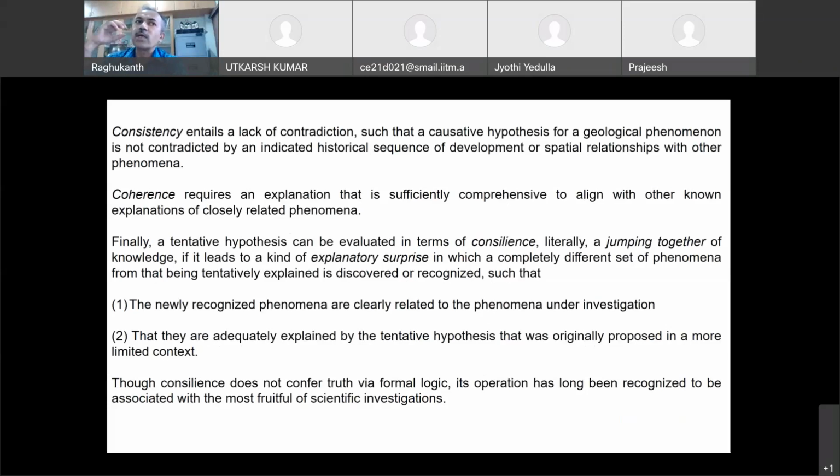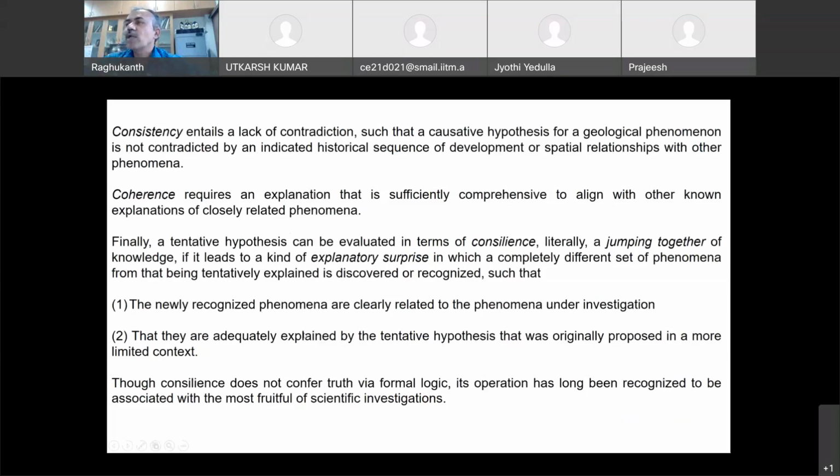Like jumping together of knowledge, explanatory surprises can happen also. So this is also very important. Okay, consilience, coherence, and then consistency. Because our technology is improving, whatever we understand about this planetary, this geological process, is going to improve in future. So all these three things become very important. So that's what they say. The newly recognized phenomena are clearly related to the phenomena under investigation, and they are adequately explained by the tentative hypothesis that was originally proposed in a more limited context.